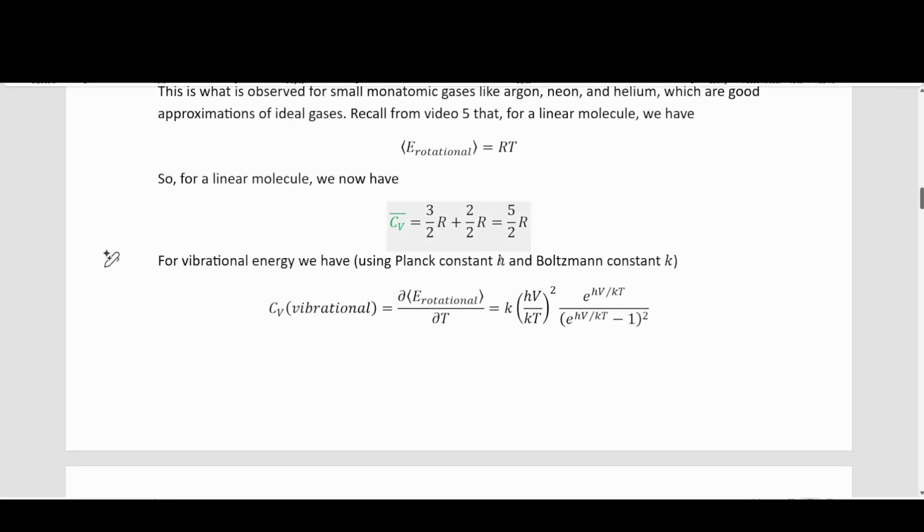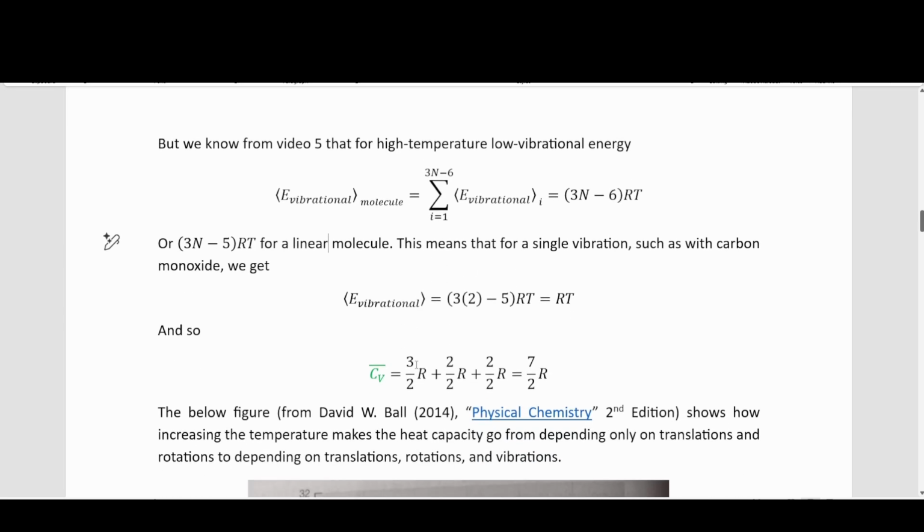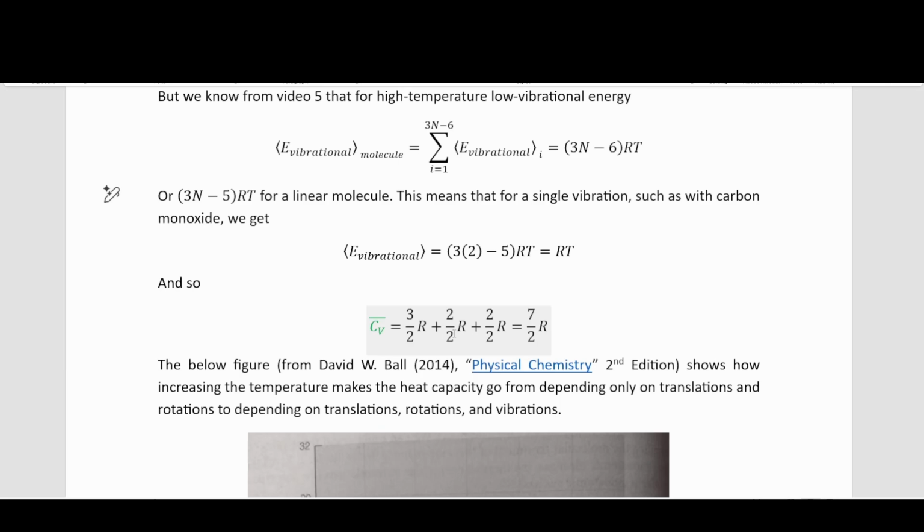For vibrational energy, we have this, but we know from video 5 that the high temperature, low vibrational energy limit ended up being this right here for a linear molecule, which is what we're looking at. So the 3n minus 5 times RT, where n is the number of atoms. This means that for a single vibration, such as with carbon monoxide, we have 3 times 2, which is 6, minus 5, which gives us 1, so it's just RT. That means that for the constant volume heat capacity, where before when we did not have the vibration, it was 5/2 R, it is now 7/2 R.